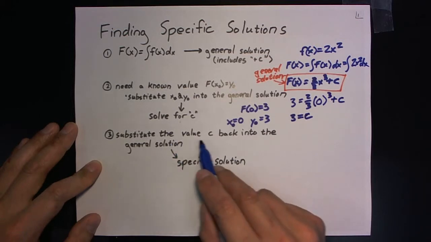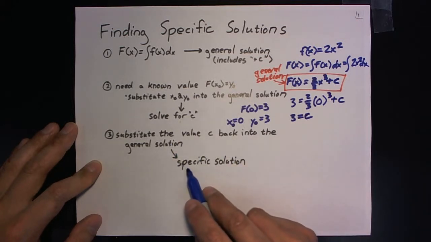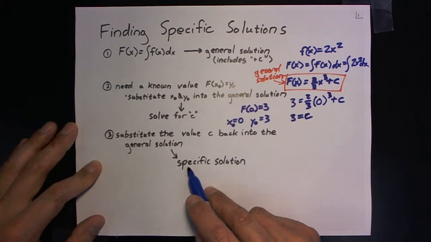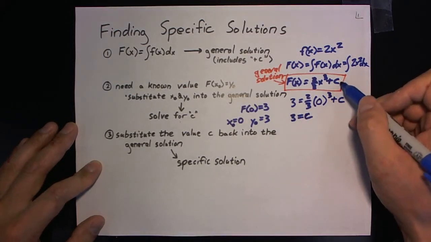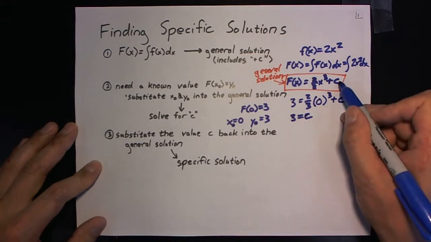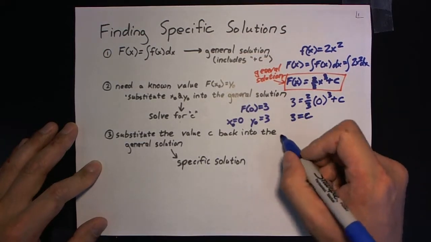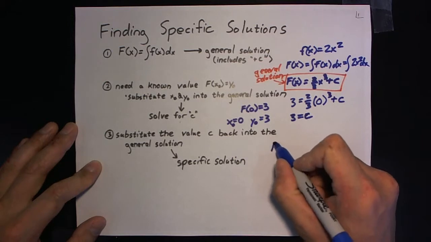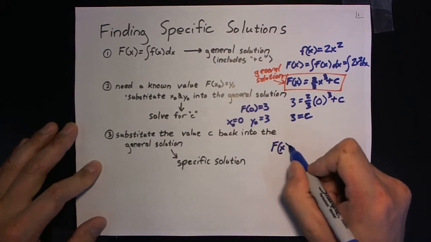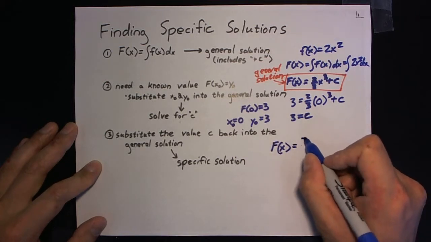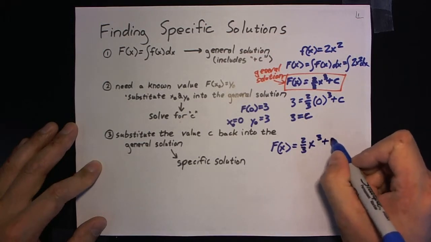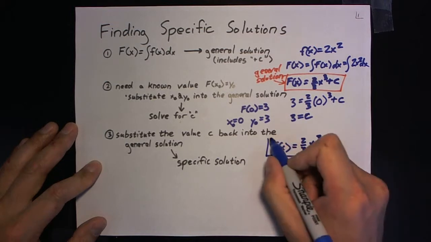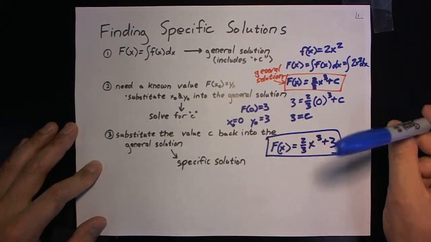Then you substitute the value of c back into the general solution in order to get the specific solution. So we got a value for c here. We have a function that includes c. Just take that 3 and replace the c back here. So your final specific solution is that capital F of x is equal to 2/3 x cubed plus 3. That is your specific solution.